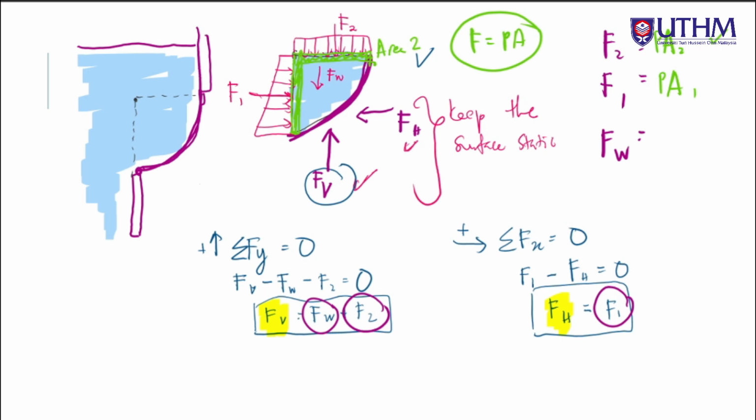Okay. And then water, macam mana nak dapatkan forces due to the weight of the water? Kita guna rumus rho g V. Okay, this is easy. Rho g and volume is depend on the volume of the water. So kita dapat FW. So bila kita dah dapat ketiga-tiga F2, F1 and FW, kita akan dapat value for FV dengan FH. Alright.